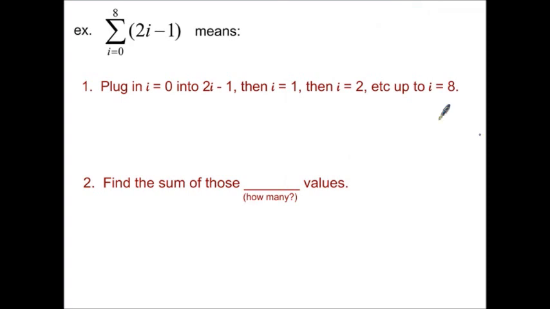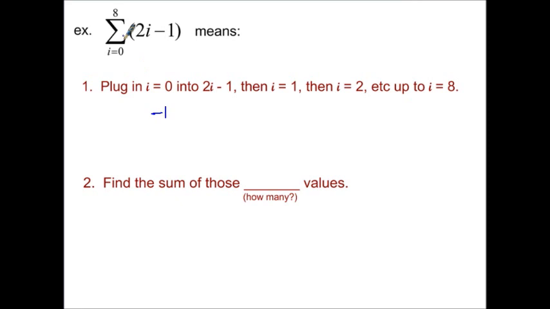Alrighty, so here we go. I've got i equals 0 to 8, basically. So I'm going from 0 to 8, and using the expression 2i minus 1. As it says here, basically what we're going to do is plug i equals 0 into 2i minus 1. Hopefully I can do this without showing the work: if I plug in a 0, 2 times 0 is 0, minus 1, that's just going to be a negative 1.